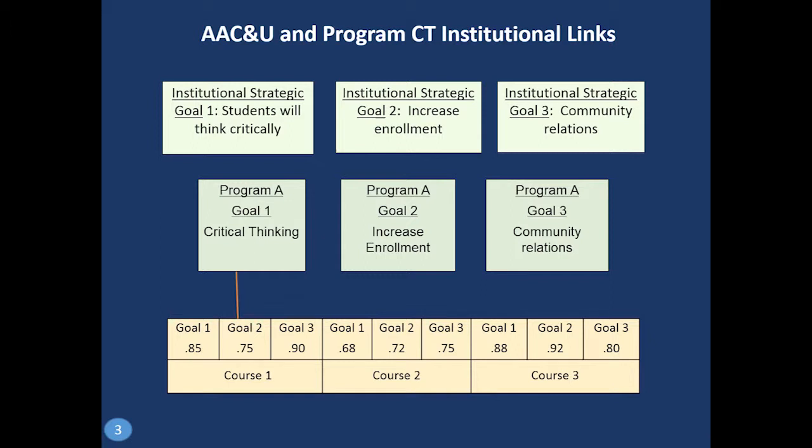And now let's look at just program A. And in a program, the program level folks are going to be very interested in matching, of course, the institutional goals. So again, they're also interested in critical thinking, increase in enrollment, and community relations.